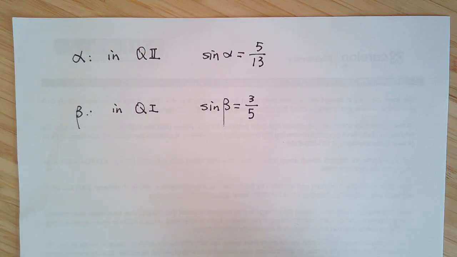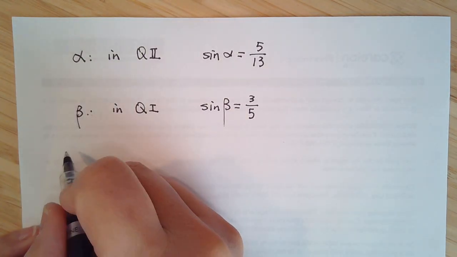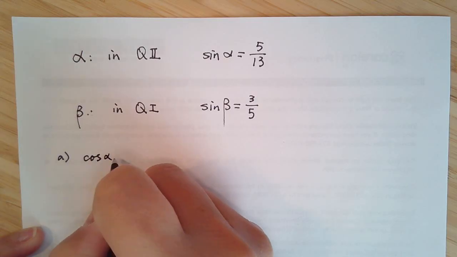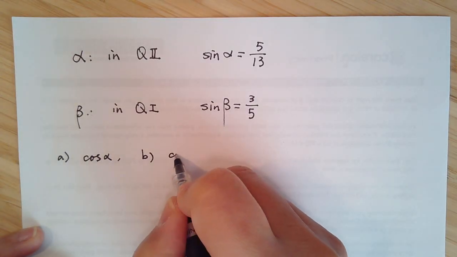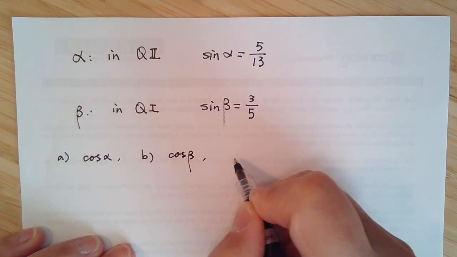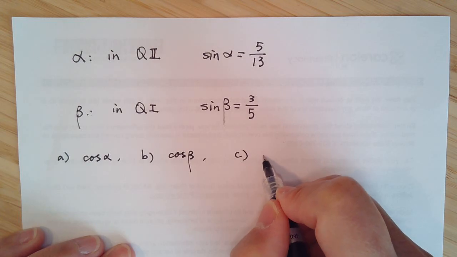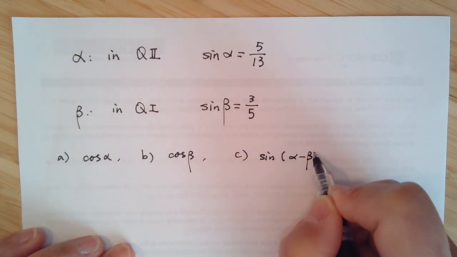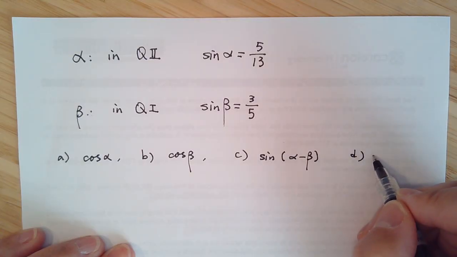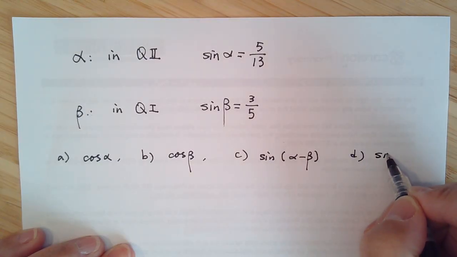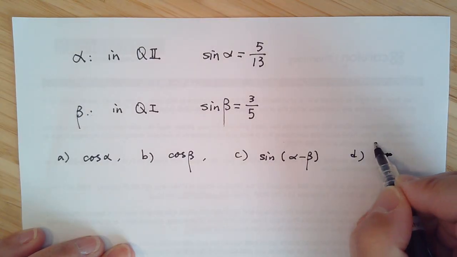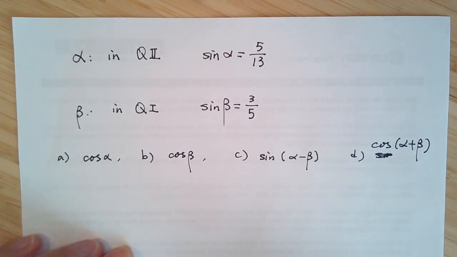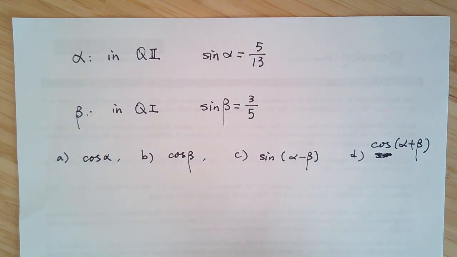Okay, and I'm asking you the following. I ask you four things. A, can you find cosine alpha? B, can you find cosine beta? C, can you find sine alpha minus beta? D, let me do cosine alpha plus beta? So let me ask you these four questions, okay?